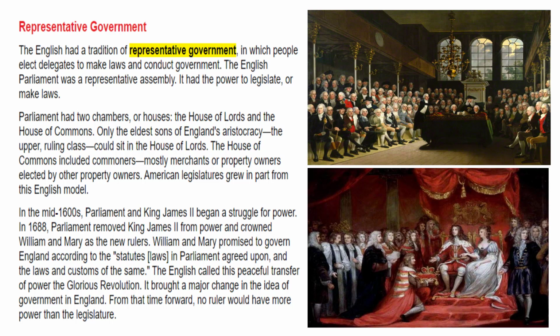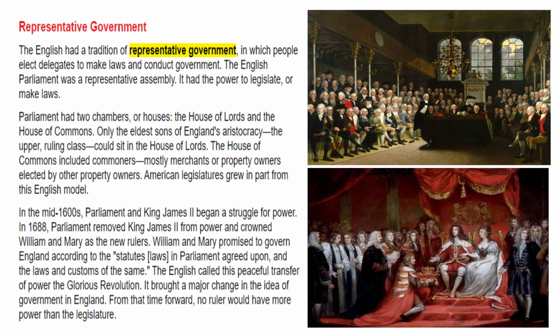Question number 5. What does representative government mean? It means a government in which the people elect others to make the laws and conduct the government, but they are elected or voted on by the people. Question 6. What was the English Parliament? The English Parliament was the representative assembly in England. They were the group that had the power to legislate or make laws.